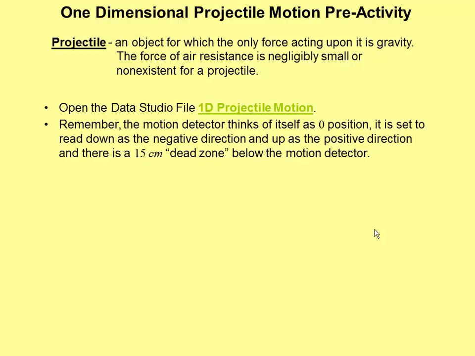And also remember that the motion detector has a 15 centimeter dead zone in which it can't see the ball. So if you're starting the ball to drop it or throwing it towards the motion detector, it can't get closer than 15 centimeters. This also helps you not break the very expensive motion detector. So remember all those things, and that will help you interpret what's going on.